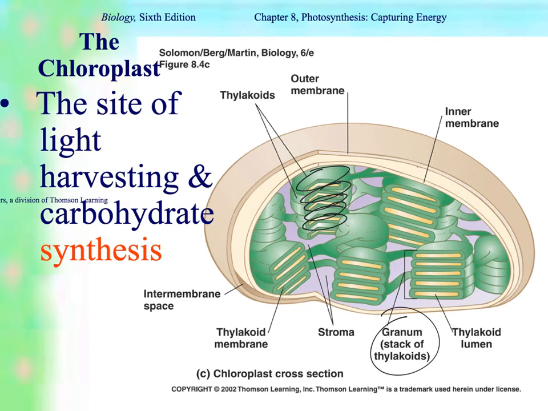And then the space between all these thylakoids and granum is the stroma, and that's where the enzymes are for photosynthesis. And then you already probably know, but a chloroplast has two membranes, an outer membrane and an inner membrane, and then there is a space between those membranes that is called the intermembrane space.